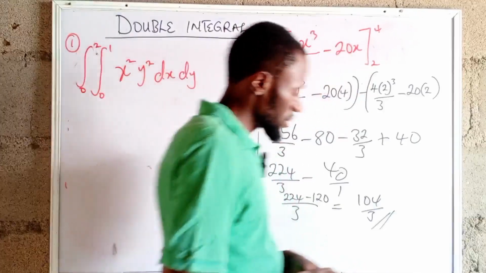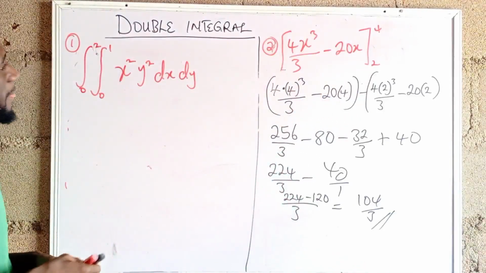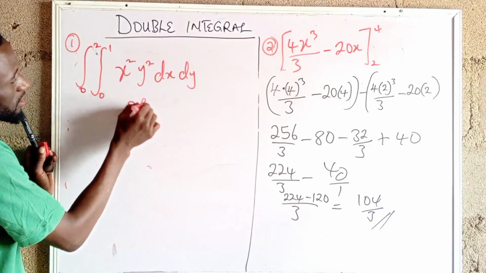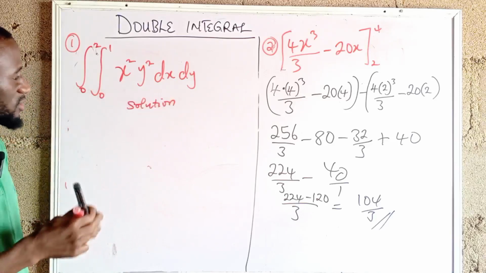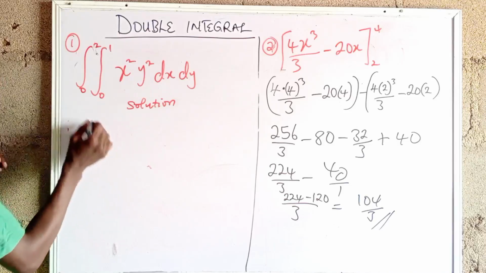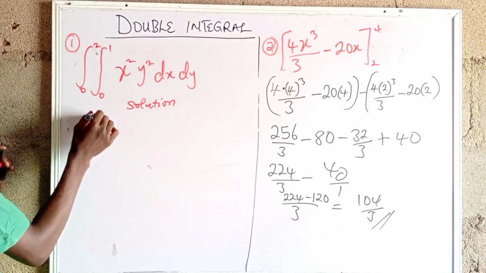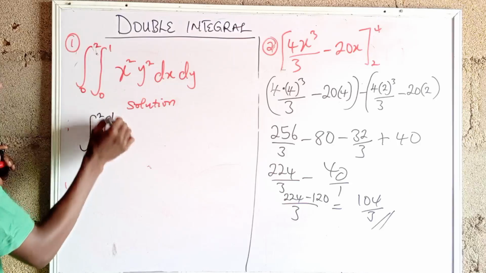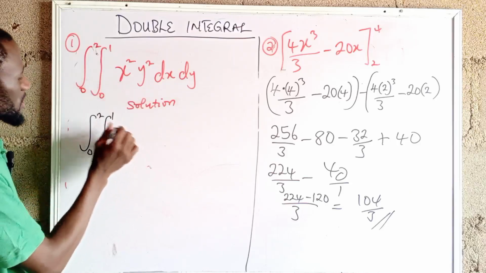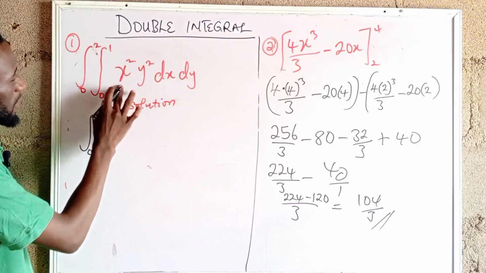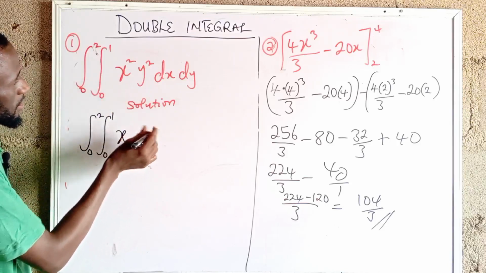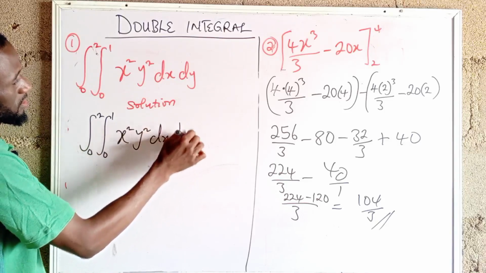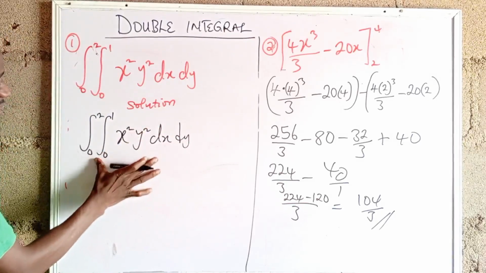Okay, now we are going to solve this question by double integral. Firstly we have to write the solution. By writing the solution here, we are going to get the limit from 0 to 2, that is the double integral, and from 0 to 1. Then in the next case here we have x square y square dx dy. Always we are going to focus on the inner integral.